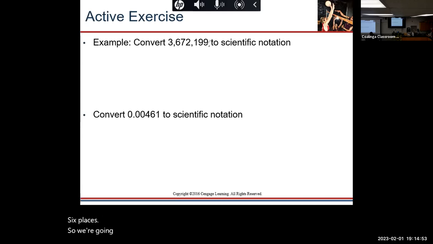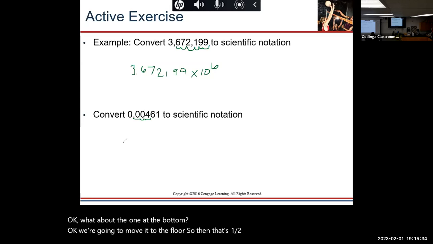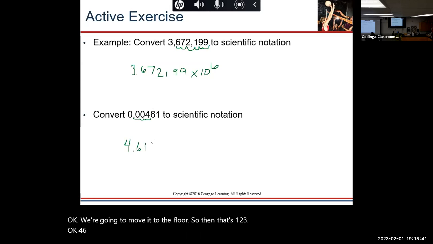So we're going to move the decimal 6 places. 1, 2, 3, 4, 5, 6. So then our answer is going to be 3.672199 times 10 to the 6. What about the one at the bottom? We're going to move it to the 4, so then that's 1, 2, 3. Okay, 4.61 times 10 to the negative 3.